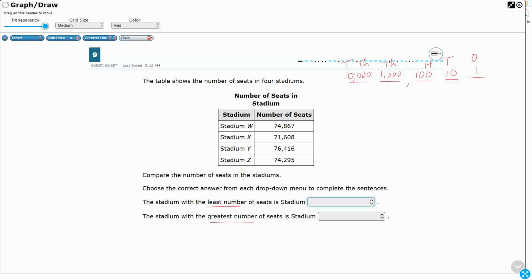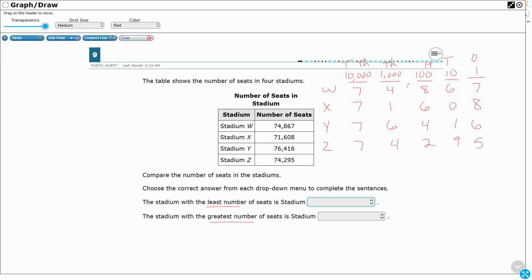You notice they're all 5 digits, so they're all going to be very similar. So W, X, Y, and Z. And so I've got 7 10,000s, 4 thousands, 8, 6, 7. We could do 7 10,000s, 1 thousand, 6, 0, 8. 7 10,000s, 6 thousands, 4, 1, 6. And then I've got 7 10,000s, 4 thousands, 2, 9, 5.